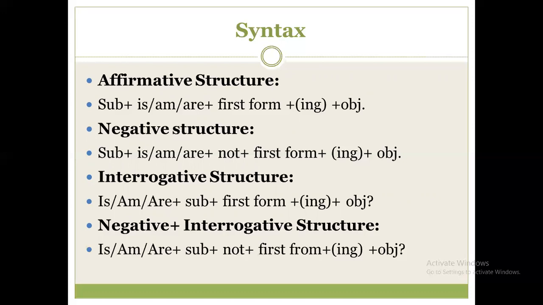Now let's move towards the second structure, which is of negative one. Subject plus is, am, or are plus not, and then we have first form plus ing, then we have object. The interrogative structure is just the same one. We have to put all these helping verbs at the initial stage and before the subject, and in the end, we have to put question mark. The last structure is the same one, just need to put not between fourth form of verb and subject. So after subject we have not, and the sentence remains same.